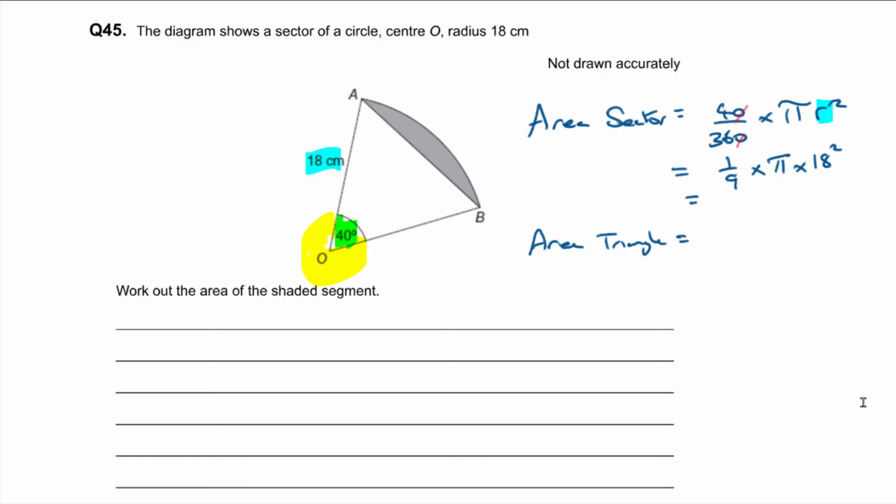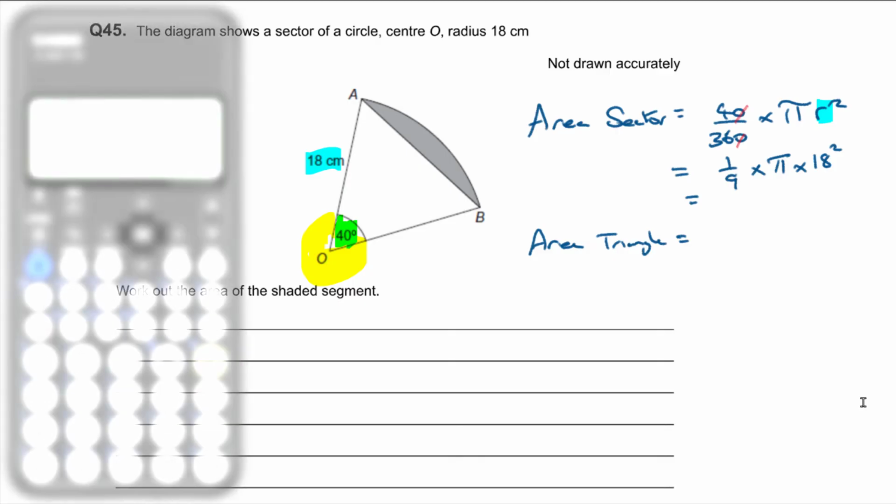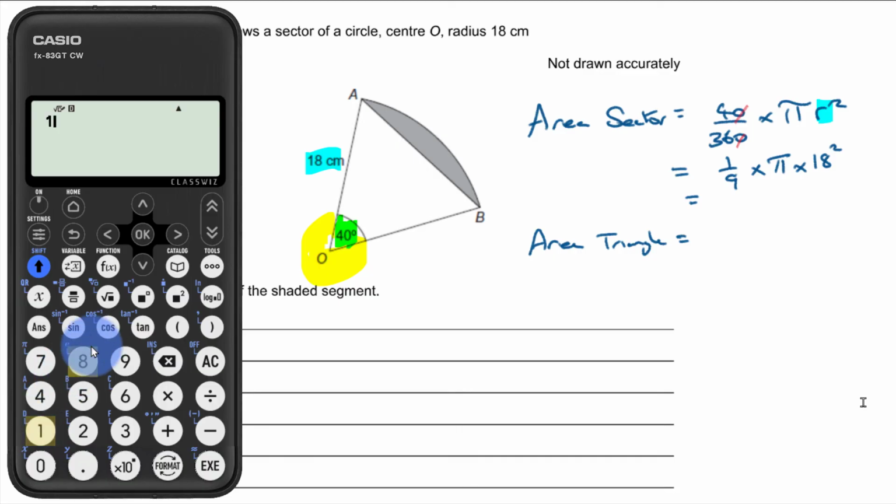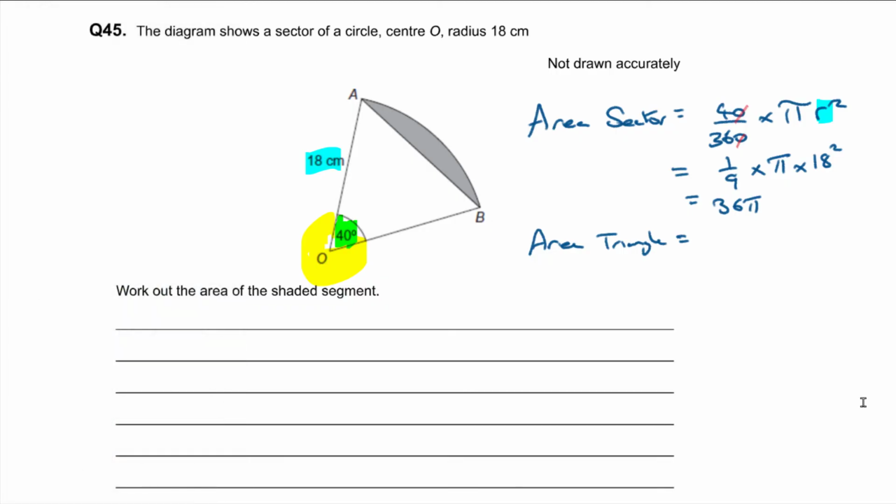18 squared. I'm just going to leave it in terms of pi, so I'm just going to do 18 squared divided by 9 for now. I'm just going to leave it in terms of pi. Okay, so that's 36 pi. There's no point in evaluating it now. I just have a horrible decimal there rather than a lovely thing with a pi in it. Okay, I can then put the whole exact value for the area of a sector into my final calculation rather than writing down a horrible decimal. Right, so then I've got 36 pi for the area of the sector.